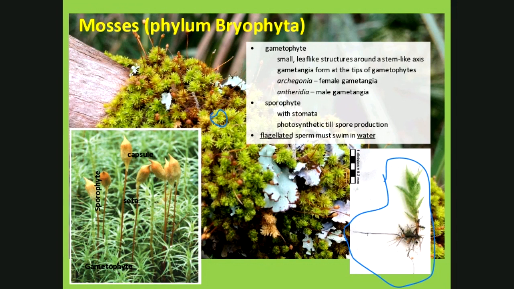At the very end of that leaf-like structure, there are gametangia. Okay, so at the very tip of this leaf-like structure, up in here, and up in here, at the tips of the leaves, there are going to be gametangia. And the gametangia are going to be male or female. They're going to be archegonia or antheridia, and they're either going to produce sperm or they're going to produce an egg. Okay? The sporophyte.